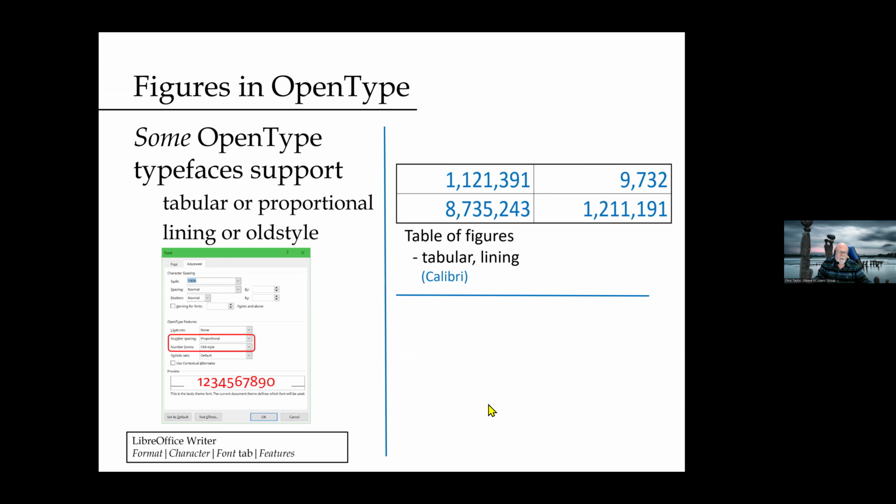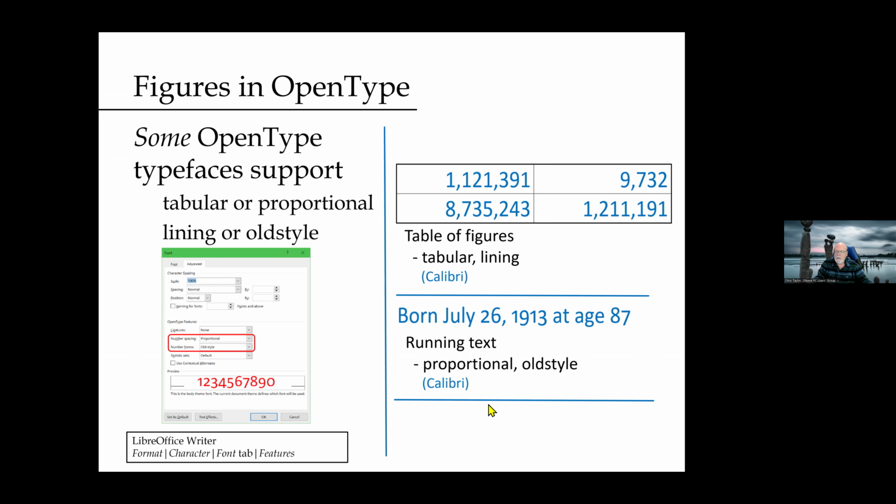Calibri is an example of a font where you can actually choose it. So when you're using it in tables of figures, you can go in and choose tabular lining. And if you're in running text, you can have it display in proportional old style, which will look better there. The default for Calibri, by the way, is tabular lining. So if you don't go in and change it, that's where you'll end up even if you do a table of numbers.